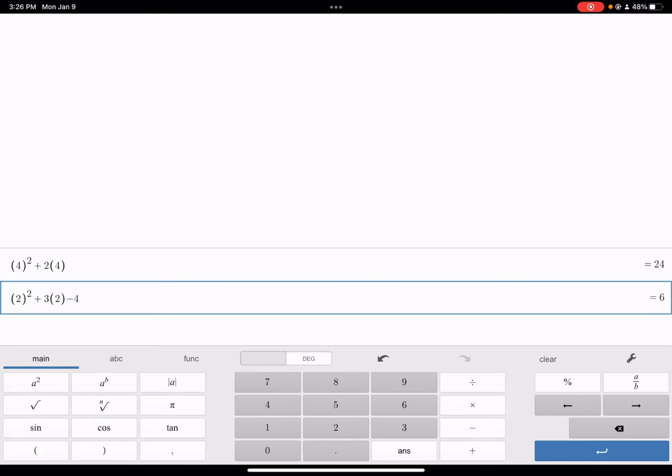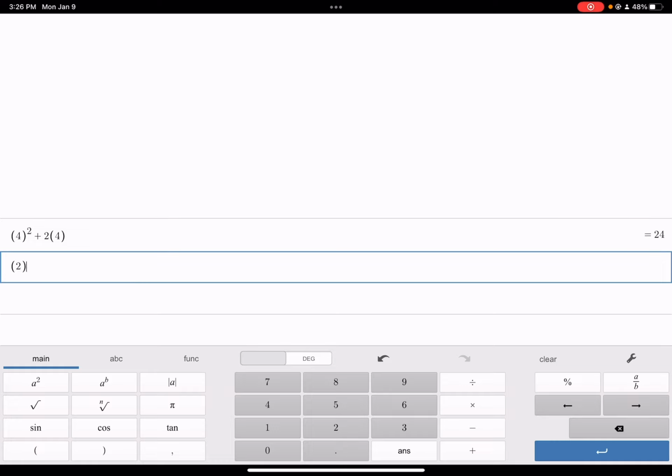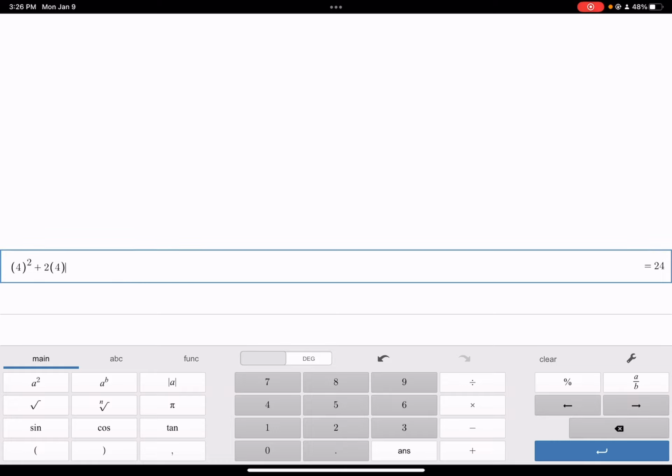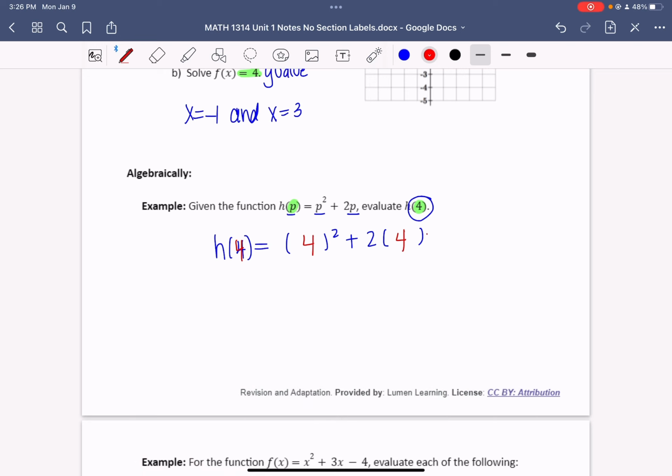And so I'm going to switch over to my calculator here. You can see that I've already plugged this in. I used parentheses appropriately. I want to make sure I have parentheses anywhere I had that letter p. It's going to output the answer for me, and that's going to be 24. So I can say equals 24.